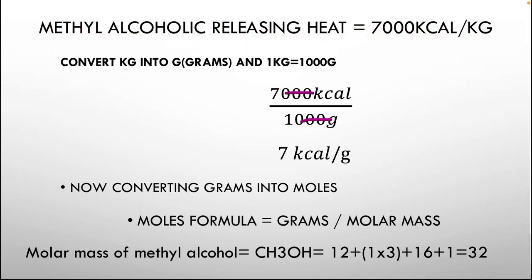So we are going to solve. Methyl alcohol releasing heat equals 7,000 kilocalories per kg. Convert kg into grams, and 1 kg equals 1000 grams. So 7,000 over 1000, we are going to convert it, equals 7 kilocalories per gram. Now converting grams into moles. Moles formula equals grams over molar mass. Molar mass of methyl alcohol, CH3OH. By putting the atomic masses, you will get 32.